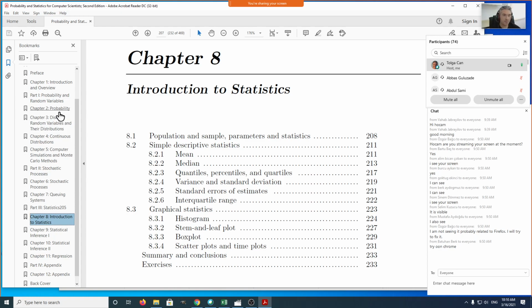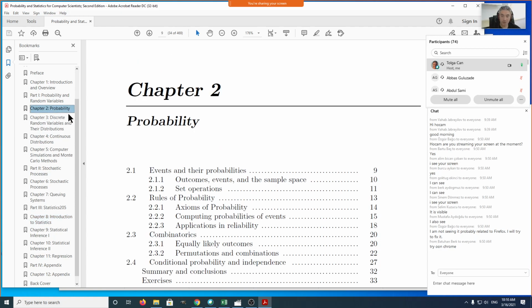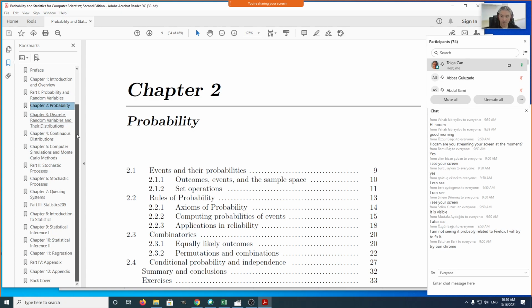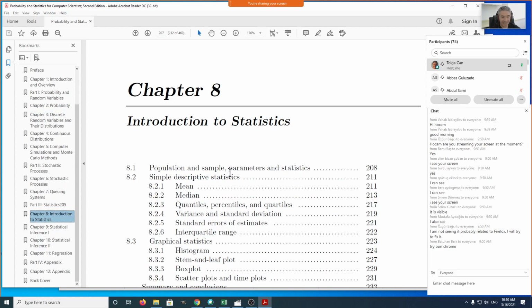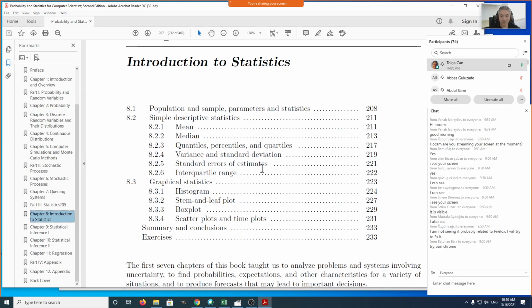Okay, so it's built on some algebra, which is the rules of axioms of probability. And we are going to start our examples by making analogies to set theory. So it's going to be very set theory, combinatorics, all these things will be in the first probability part. And in the statistics part, as I said, it's more data science or data oriented. We'll be talking about these things.